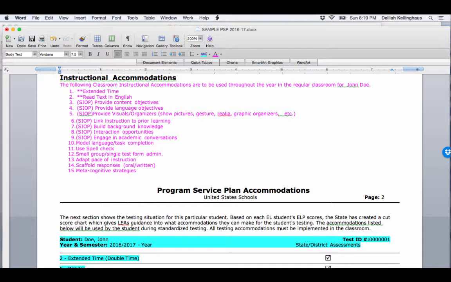The program service plan accommodations for state testing are mandated to be provided throughout the year as well as during testing sessions. That means during any standardized testing, all testing accommodations have to be implemented in the classroom in order to be implemented within standardized testing zones. If a teacher has not been implementing extended time throughout the year, a student will not be given extended time at the end of the year during state-mandated standardized testing.